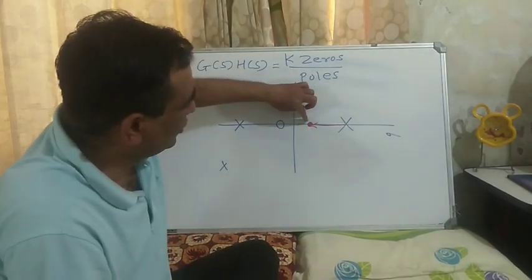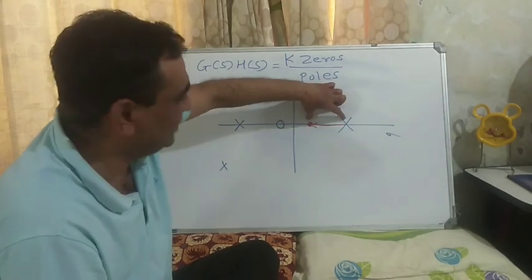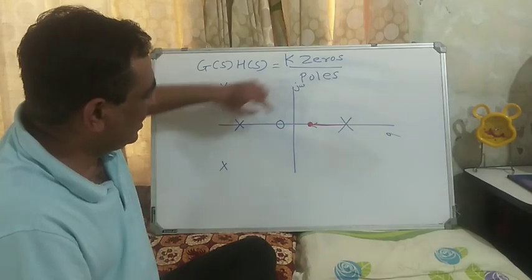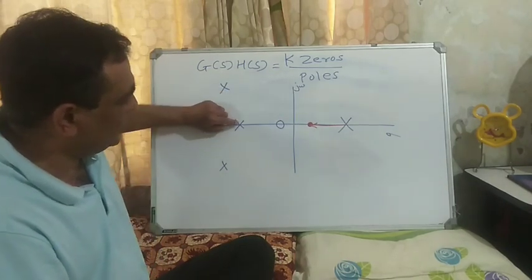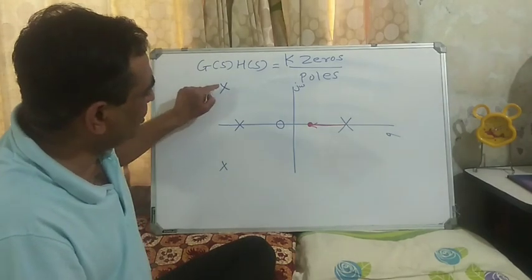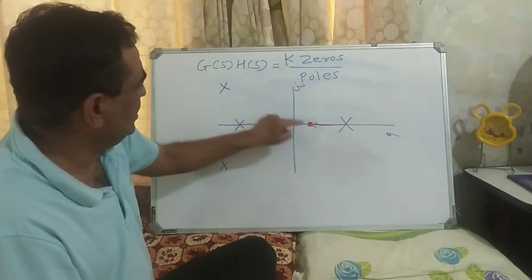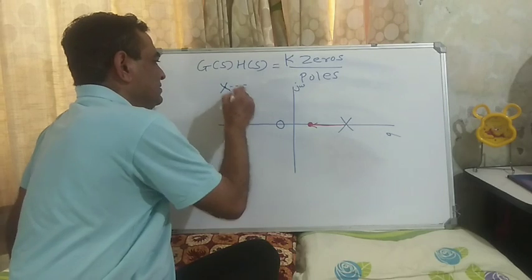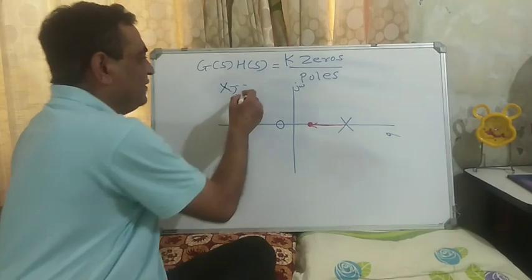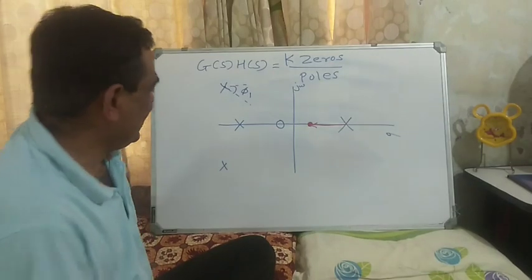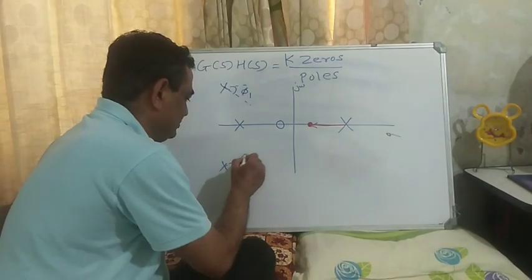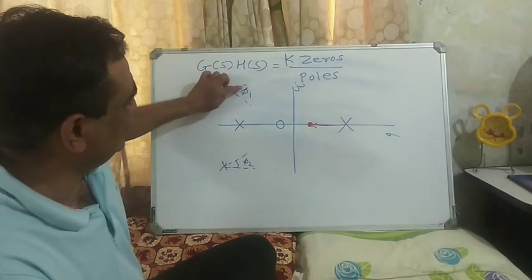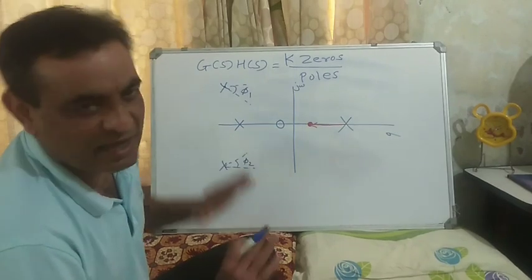Now, the angle contribution from this pole is 180 degrees. The angle contribution from this zero is 0 degree. The angle contribution to this point from this pole is again 0 degree. The angle contribution from this complex pole to this point is something like this, let's say theta 1. And the angle contribution from this pole is, let's say, theta 2. We know that theta 1 and theta 2 are equal and have opposite sign.